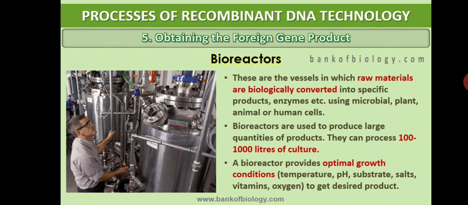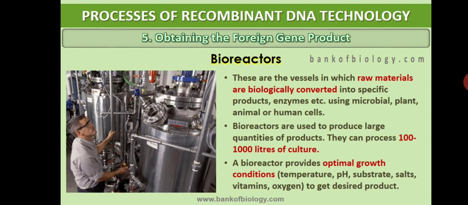These bioreactors are nothing but vessels in which raw materials are biologically converted into specific products or enzymes, etc., using microbial, plant, animal, or human cells. As I told, bioreactors are nothing but large stainless steel vessels or tanks having a volume of 100 to 1000 liters. In the diagram you can see how big these stainless steel vessels are.